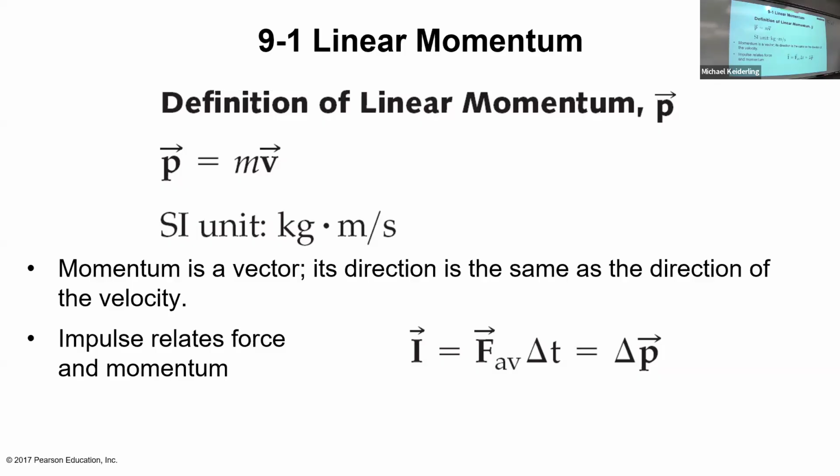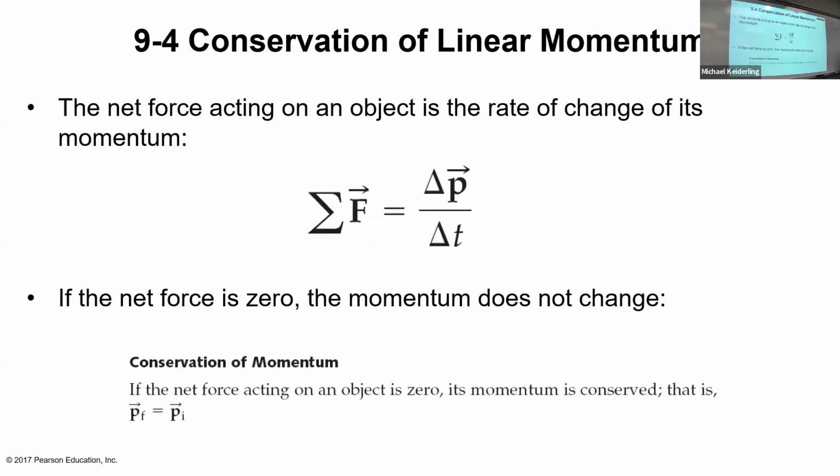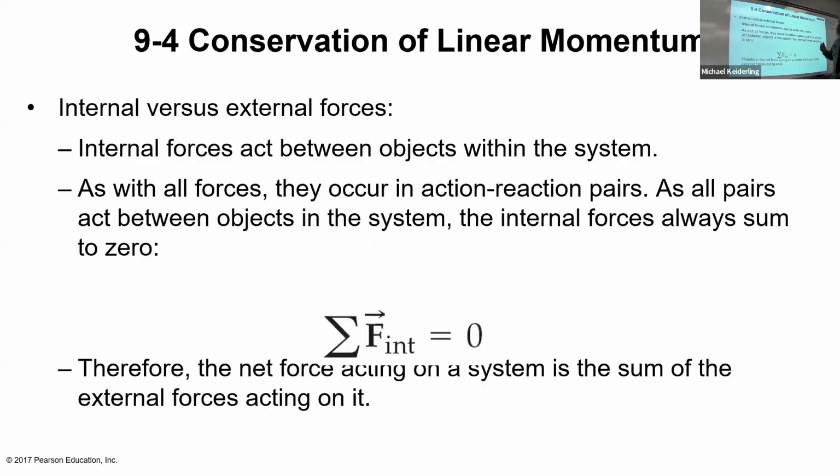And impulse relates force to momentum. So impulse is the average force times time, which is the change in momentum. The net force is equal to the change in momentum over time. If the net force is 0, the momentum does not change. If you have a system of objects, if the net external force is 0, the total momentum of the system doesn't change. So for a system of objects, you have internal versus external forces.